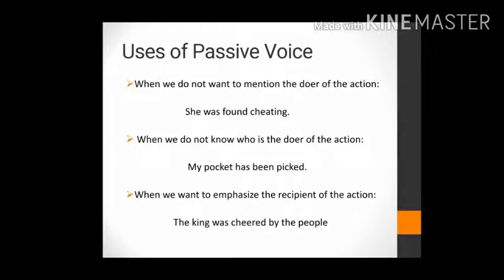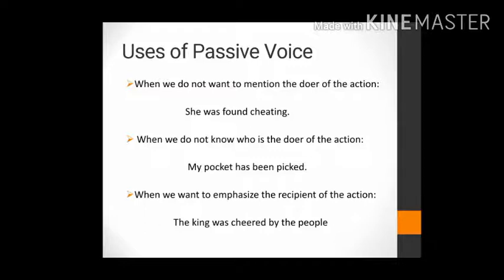Number 1, when we do not want to mention the doer of the action. Example, she was found cheating. Number 2, when we do not know who is the doer of the action. Example, my pocket has been picked. Number 3, when we want to emphasize the recipient of the action. Example, the king was cheered by the people.